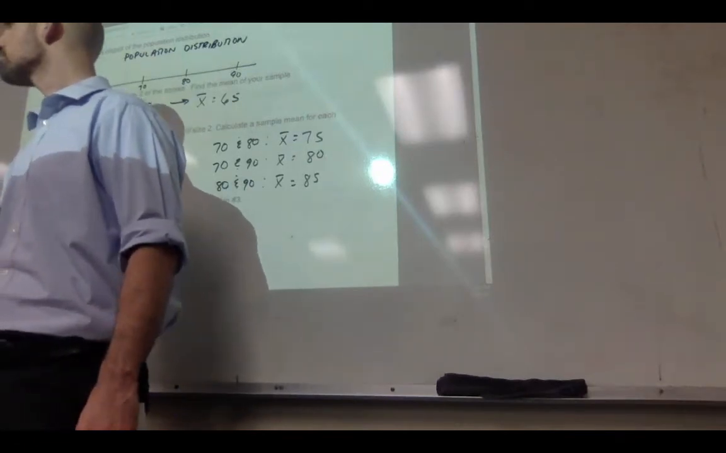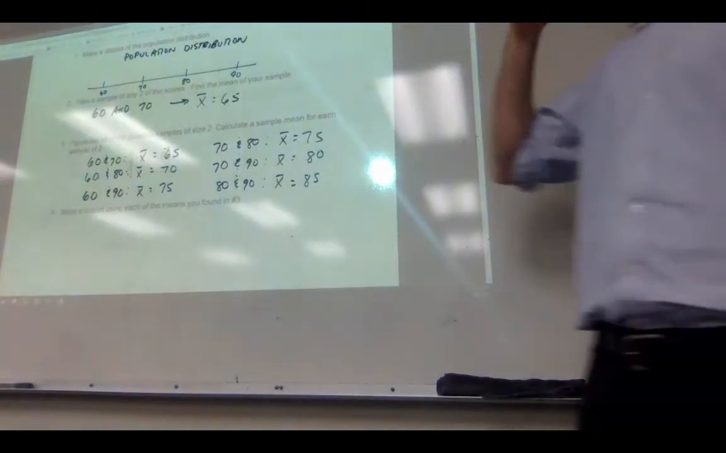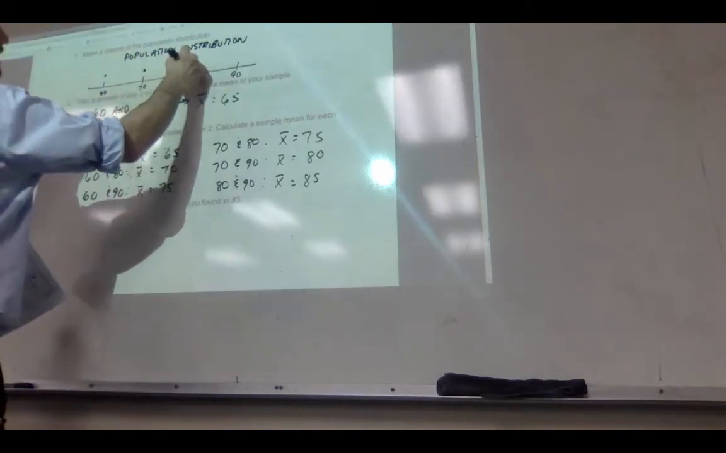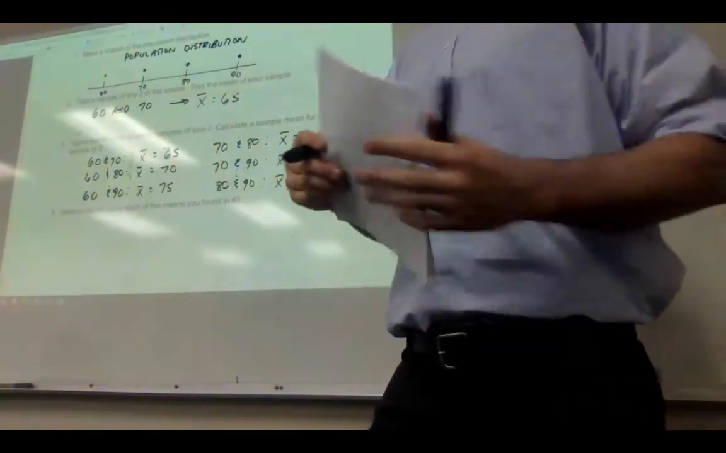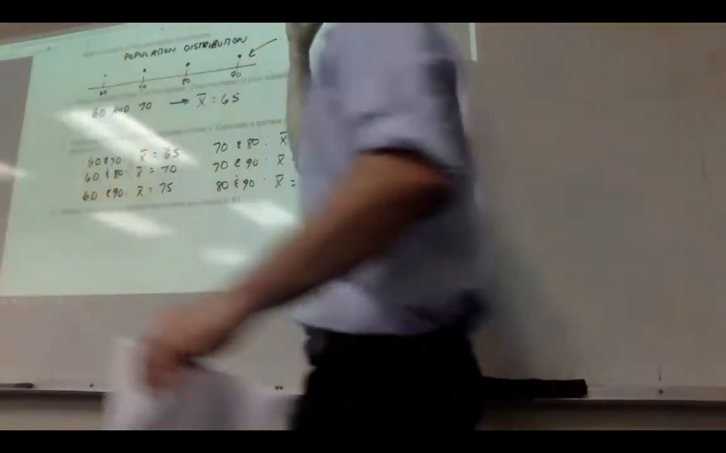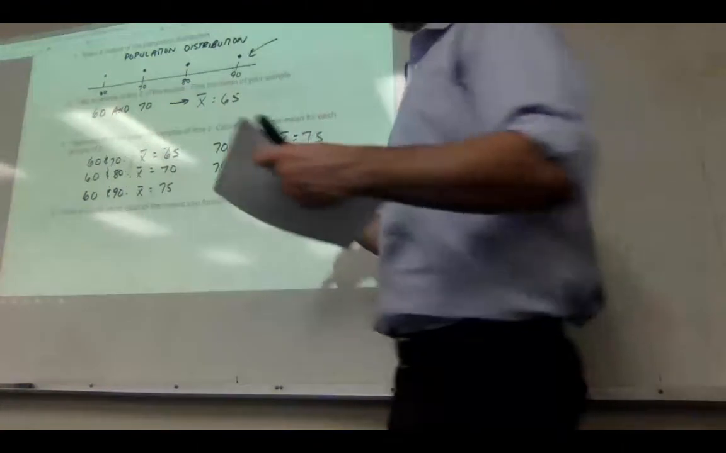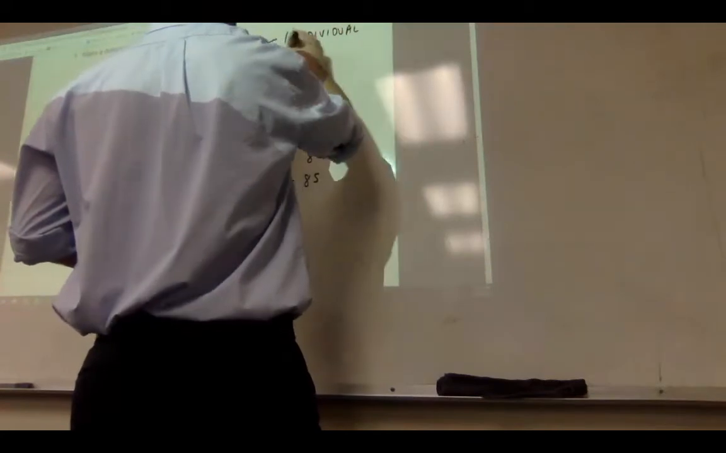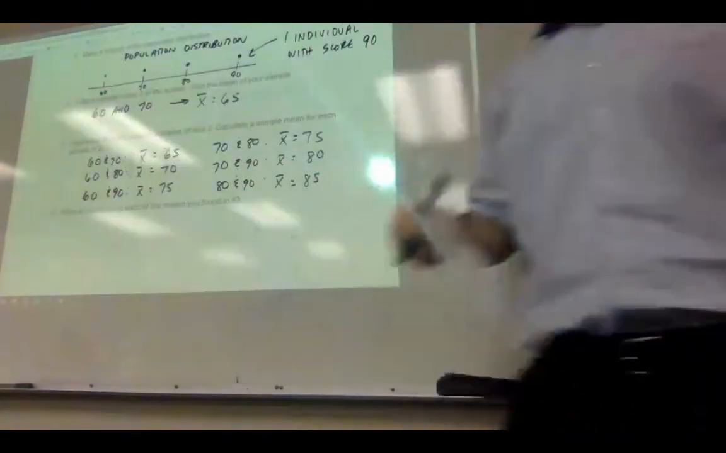Yeah, it's everybody. So if I say to do a dot plot of the population, what am I asking you to do? Plot everything, everyone. Plot every data point. So if I do a population distribution here, and it was 60, 70, 80, 90, what does one dot represent on a population distribution? What does that dot represent? One score. One individual, and the context: one individual with a score of 90.